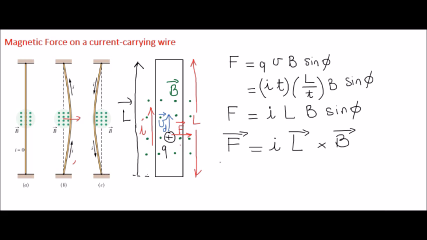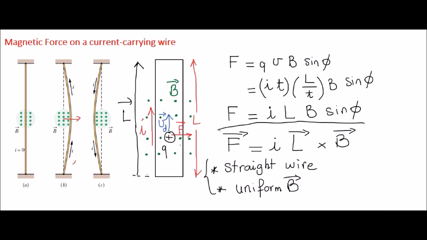So when can I use this force equation? There are conditions. I need to have, like I drew here, a straight wire, and, like I said in the beginning, a uniform magnetic field. If one of these conditions is not fulfilled, I cannot use this equation. To be able to use this equation, I need to have a uniform magnetic field and a straight wire.